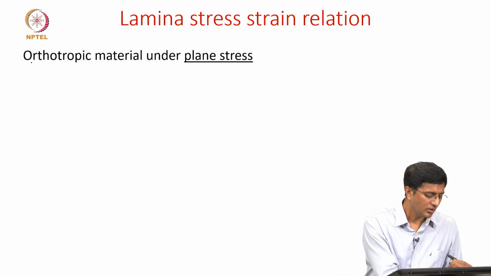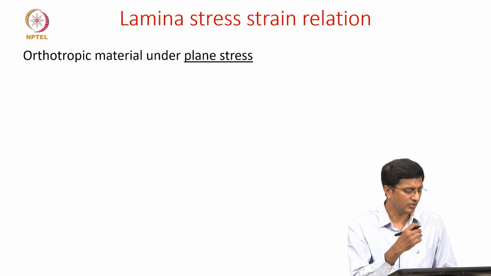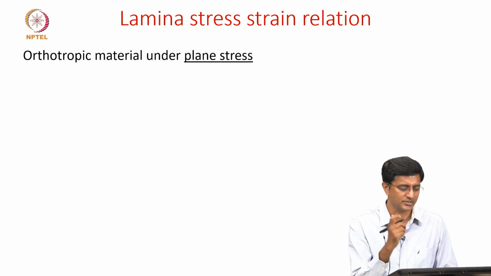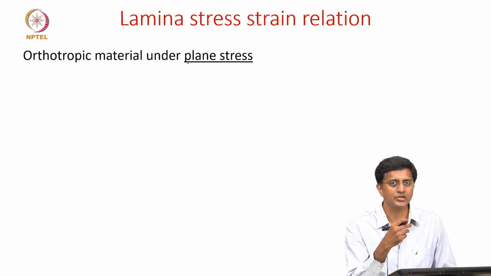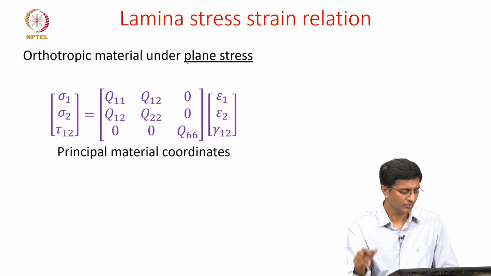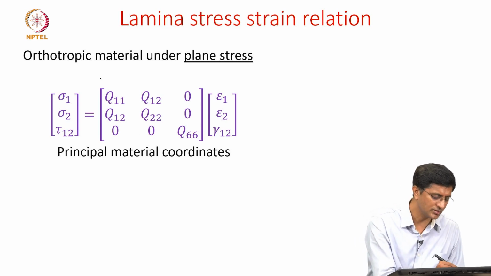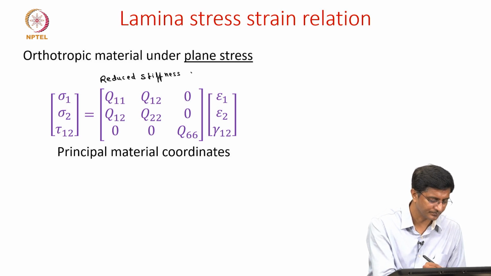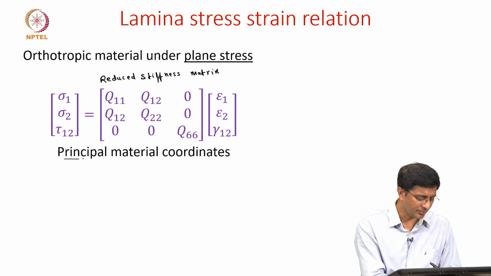So we are looking at orthotropic materials. We said these reinforced composites can be considered as orthotropic materials because the properties are different in different directions. And we have simplified to plane stress, meaning that there are only three non-zero stress components. For this, we have shown the relation between the stress and strain using this stiffness matrix. This is the reduced stiffness matrix. But mind you, these are written in the principal material coordinates.